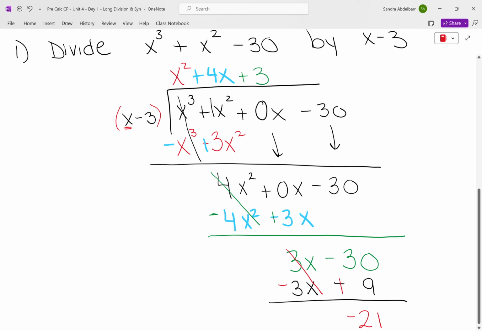Oh, guys, you didn't catch my mistake, huh? When we did 4x times 3, shouldn't that have been a negative 12x? Oh, let's fix this.